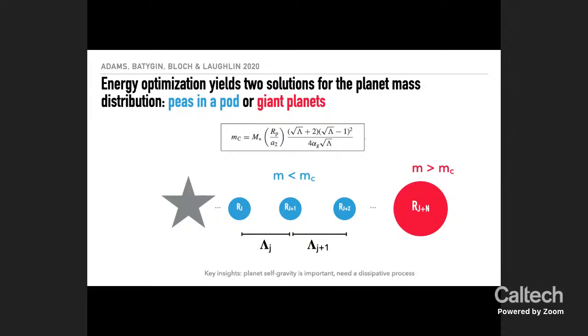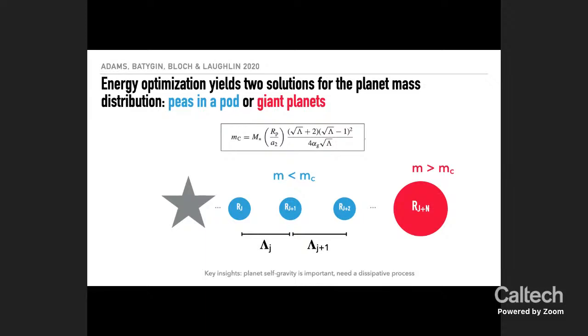However, above a critical mass, the energy of the system is instead optimized when one of the planets undergoes runaway growth and dominates the mass budget of the system, like the red dot. This critical mass is dependent on a variety of factors, including orbital separation. And so this energy optimization idea makes a prediction that far from the stars, the peas in a pod pattern should break down. This is something that I would love to test with KPF.